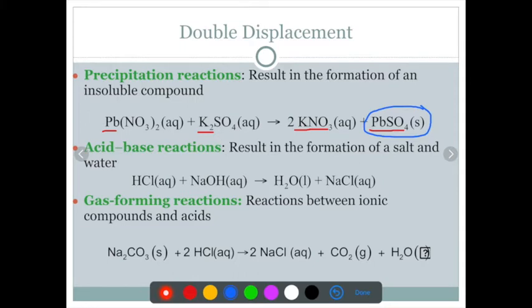So if you have a solid as your product, you know it's a precipitation reaction, because over here we've got AQ, AQ, AQ, and then one solid. Again, just look at your product.